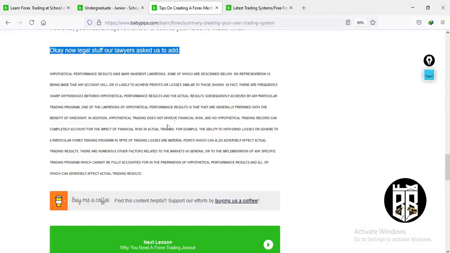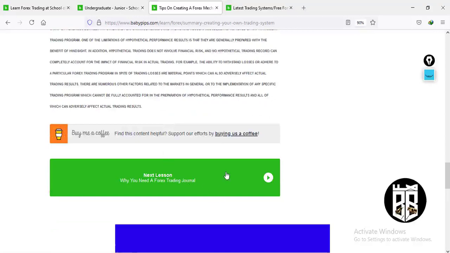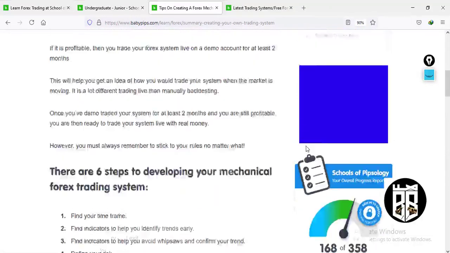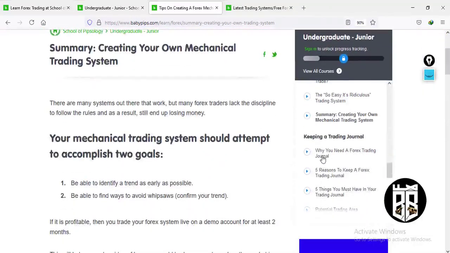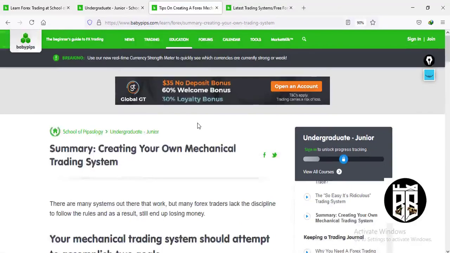Just a disclaimer. So let's go to the next lesson that says why you need a forex trading journal. I think that's lesson 9.4. Yes, that's 9.4. So that's all for 9.3.